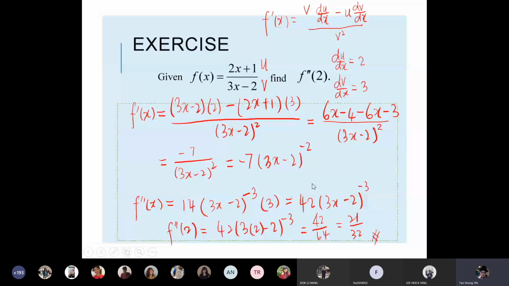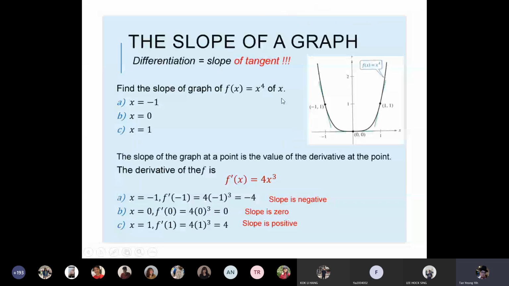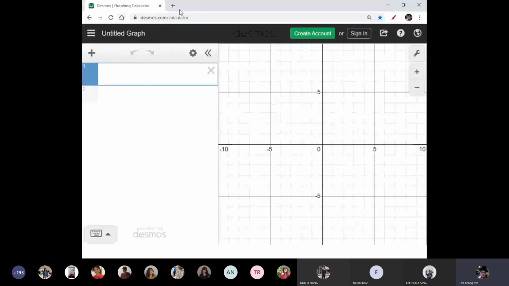Now let's move on to the next one. In this section, we need to find the slope of a graph using differentiation. There is one concept called tangent. I want to explain this one first. So what is a tangent? I'm going to bring the graph here.